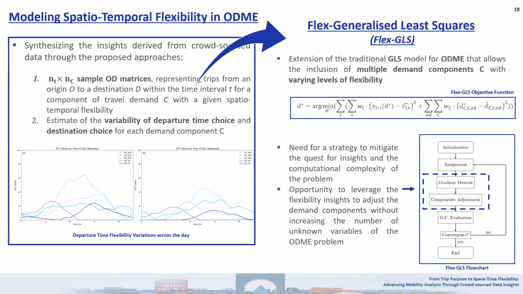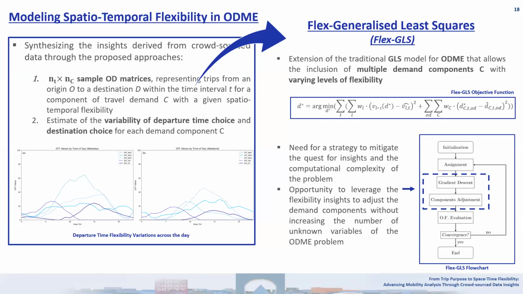However, we can simply extend this objective function by including a number of different travel components. However, this means highly increasing the number of unknown variables in our problem. And as we know, this is already a very complex problem in terms of computational complexity and in terms of the high number of unknown variables compared to the number of data that we have on the road network, so traffic counts.